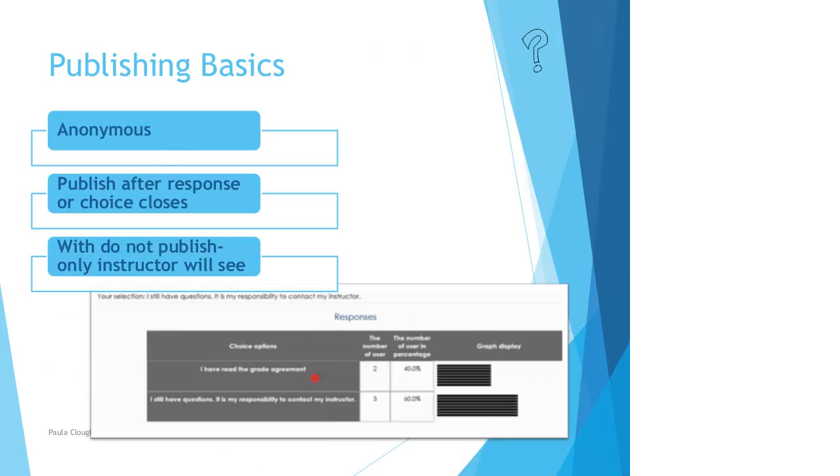When it's anonymous, then you're going to get just a bar graph with the choices over here and then information about how many choices were made of each one. And if you choose to publish these, it can be after the response or when the choice closes, or even before the response. Once in a while, there's a reason to have it there where students can see it before they make their choice. If you select do not publish like I did, then you're the only one who's going to see it.